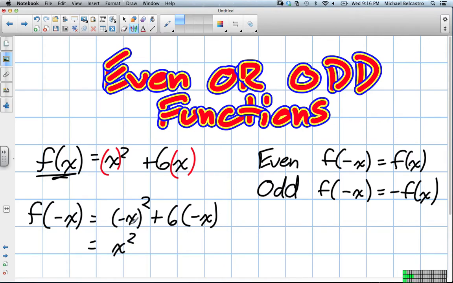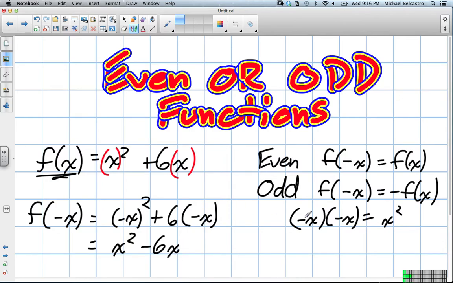Okay? If we square it, it's still going to be... Think of it like this. What's negative x times negative x? That's going to be positive x squared. That's what that's saying. What is 6 times negative x? Negative 6x. So what we've just discovered here is this is not the original function.